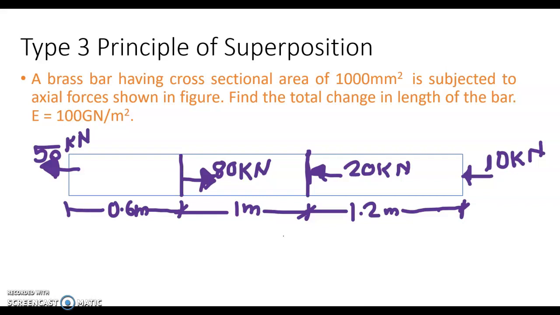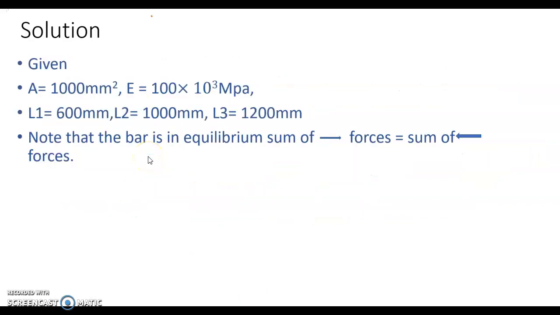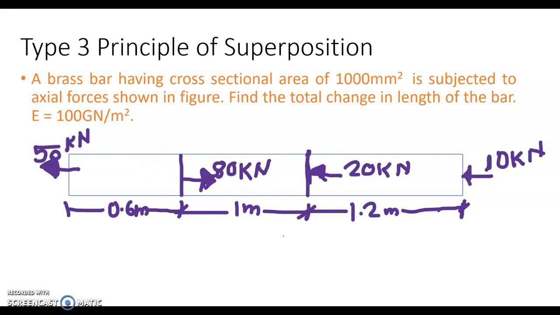For this I will use the concept of the free body diagram. I'll take this block first, separate it out, and detach all bodies connected to this section. I will show the external forces on it; there are external as well as internal forces, but here we are considering only external forces. First of all, see the given data: the cross-sectional area is A equals 1000 mm square, subjected to axial forces, which are nothing but direct loads.